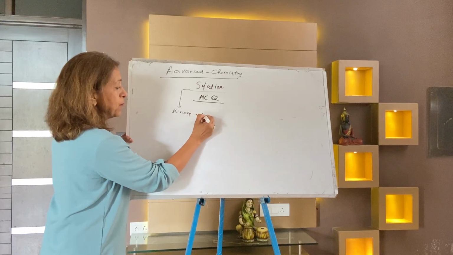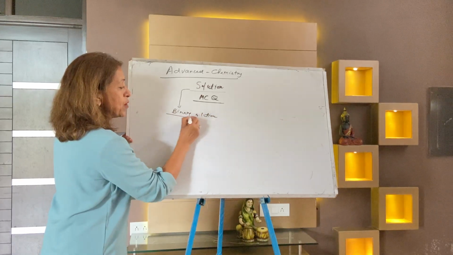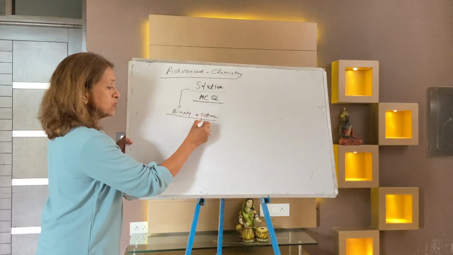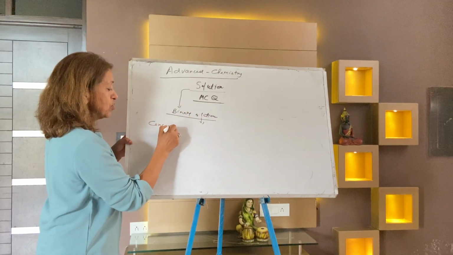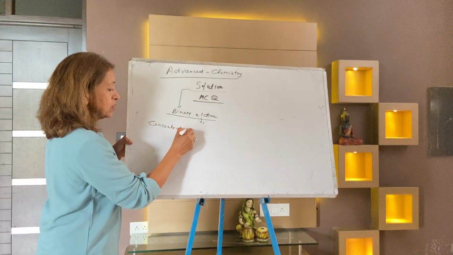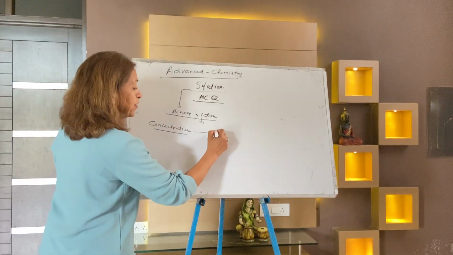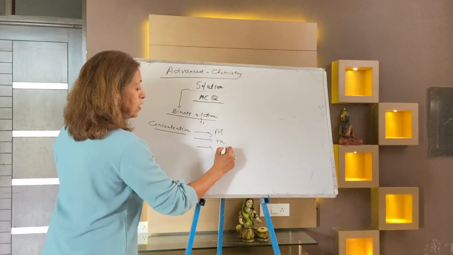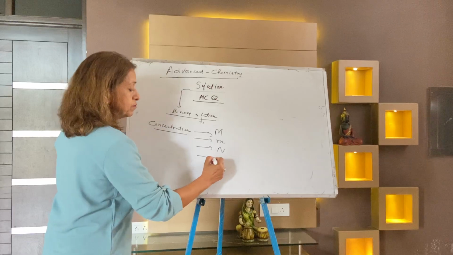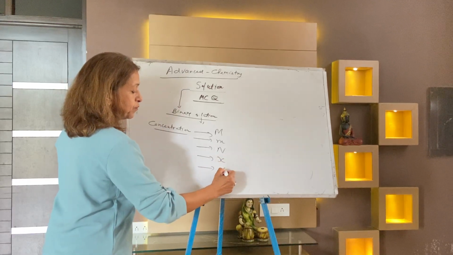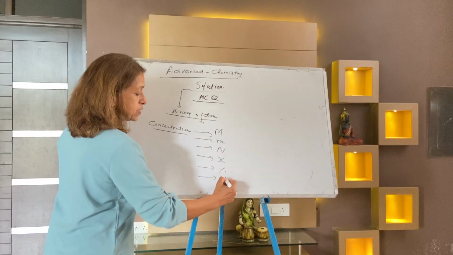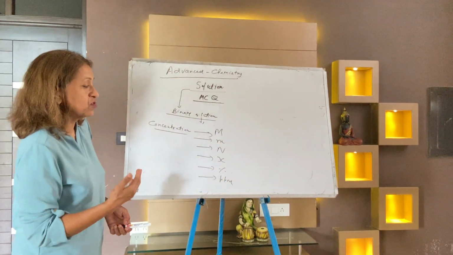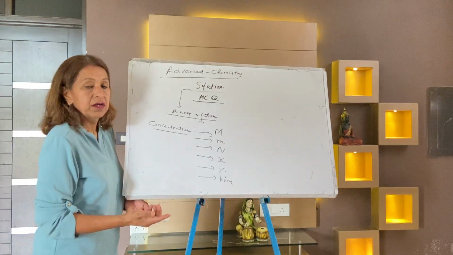A binary solution is a solution which is a mixture of 2 components. The concentration of the solution is expressed in terms of molarity, molality, normality, mole fraction, percentage, ppm. We all discussed this already. So concentration of the solution is expressed in these terms: molarity, molality, normality.